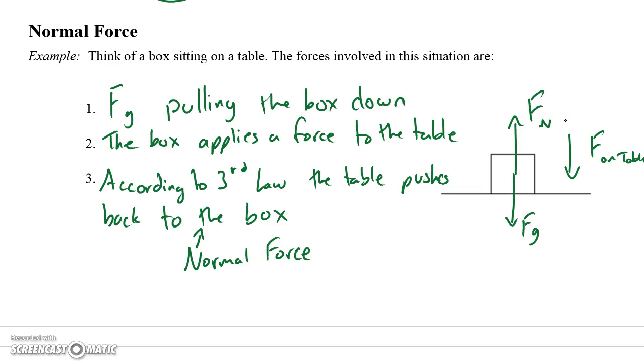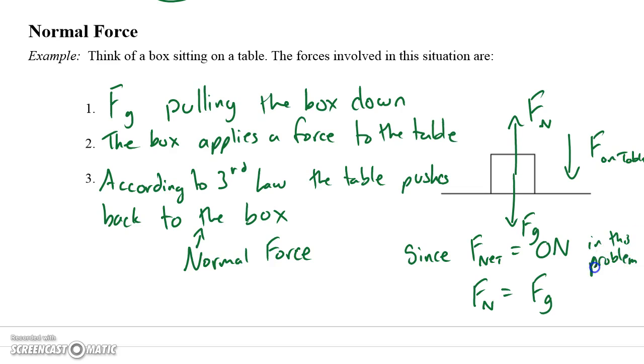So no longer is it just the force of the table. We're going to specifically call it the normal force. Now if we think about this situation, the box isn't moving, so we know the F net is going to be 0 newtons. So for this situation, a box not moving, the normal force is going to equal gravity, because the only forces acting on the box have to be equal to balance out. But that's only in this problem. We can easily change the normal force. It's not always equal to gravity.